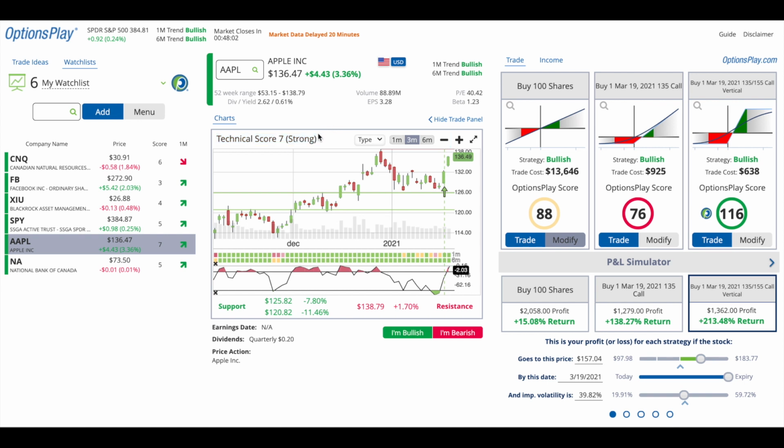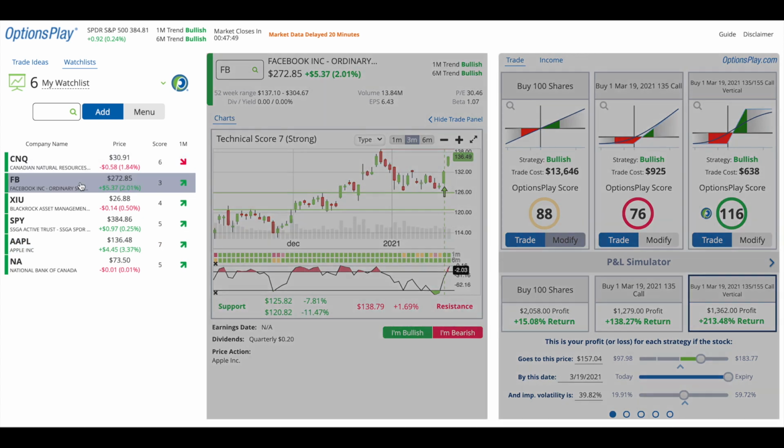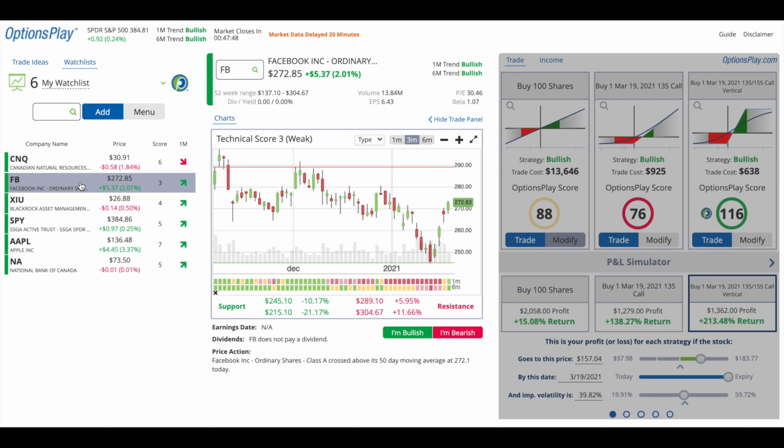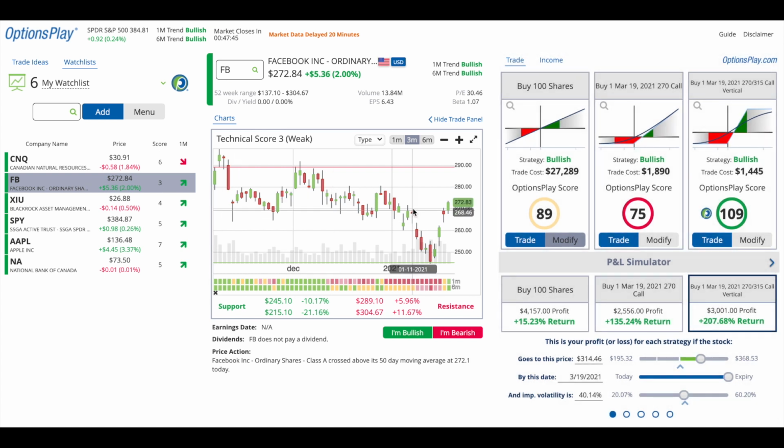So when we look at a stock like Apple that has 1 month and 6 month trends that are bullish and currently outperforming the broader markets, those are generally considered bullish candidates in a trader's mindset. Conversely, if we look at a stock like Facebook, this is a relatively weak stock, but starting to turn around.